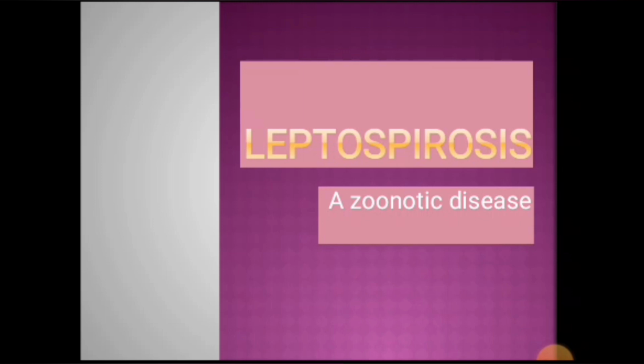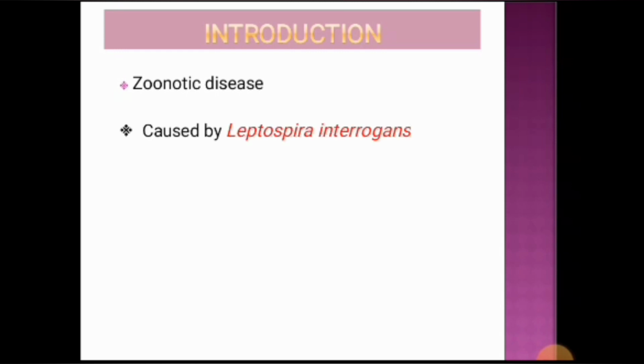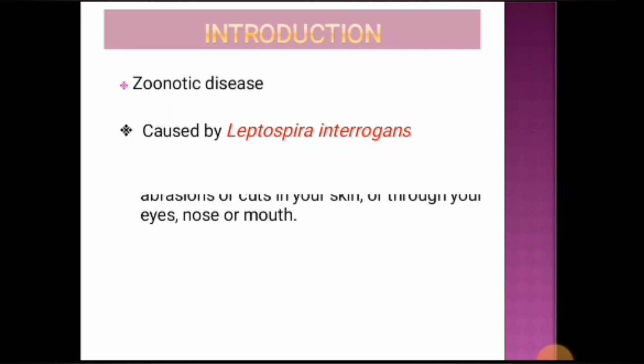In today's video, we will discuss Leptospirosis, a zoonotic disease. So let's start. Leptospirosis is a zoonotic disease, that is a disease or infection that is transmitted from vertebrate animals to humans. Here the vertebrate animals are rats, dogs, rodents, other farm animals. Later we will discuss. And this disease is caused by Leptospira interrogans, a bacterium.